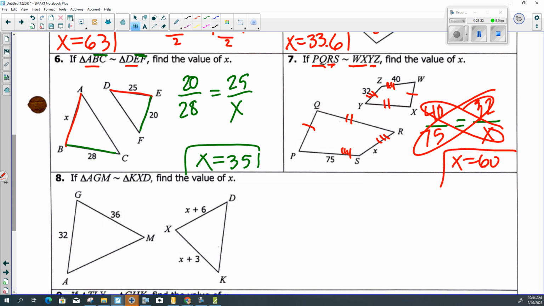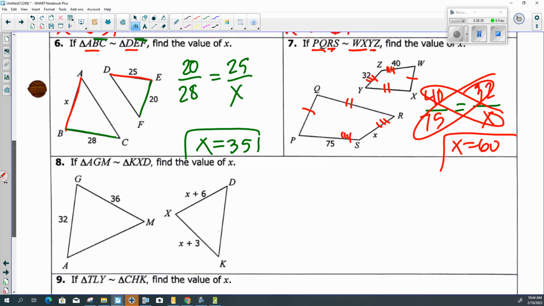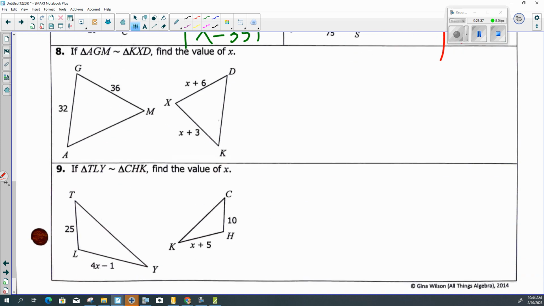Okay, we're going to do one more, and then I'm going to let you work on your stuff. Same idea. We just have more complicated looking sides. So we'll start out, side AG is corresponding to side KX. This just helps make sure you match them up together. And then side GM matches up with side XD. That's the only one left.